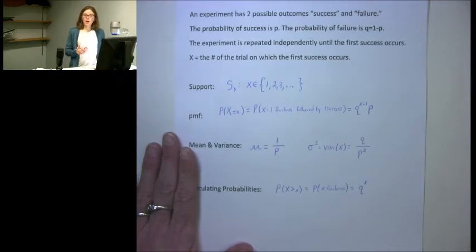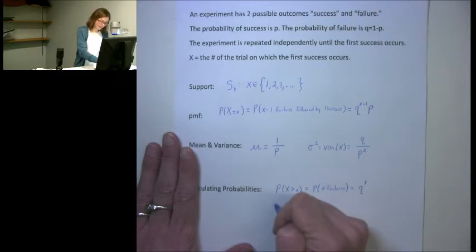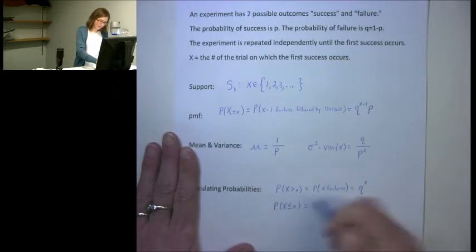Now if we think about the complement of having X be greater than little x, that would be the probability that X is less than or equal to little x. So the complement is 1 minus q to the x power.